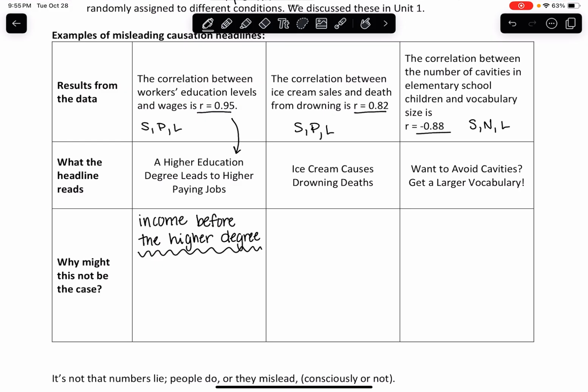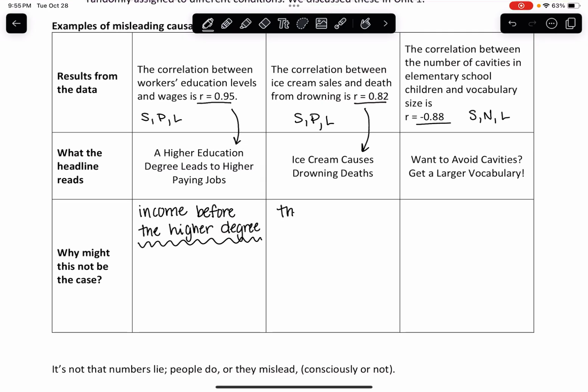Okay, correlation between ice cream sales and death from drowning is R equals 0.82. So what they say in the headline is that ice cream causes you to drown. There's a huge lurking variable here. Think about it. When do you eat more ice cream? During the summer? When do more people go swimming? During the summer. The season is the lurking variable.